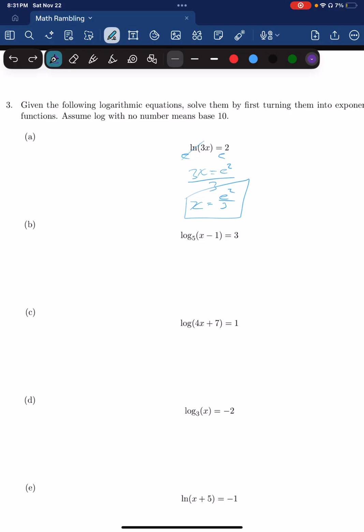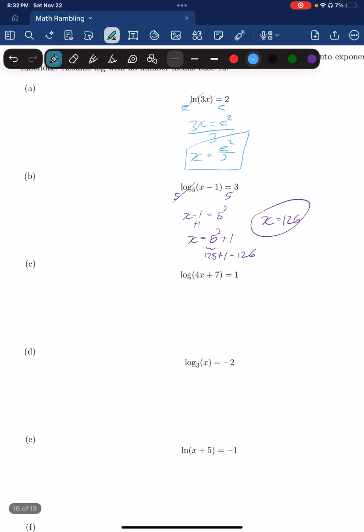Okay, log base 5 of x minus 1 equals 3. We can do this. Put both sides into the power of 5. I need a new way of saying that. Okay, anyways, the 5 and the log base 5 cancel, and you get x minus 1 equals 5 to the third. Add 1 to both sides, and x equals 5 cubed plus 1. 5 cubed is 125, plus 1 equals 126. So x equals 126. Awesome.